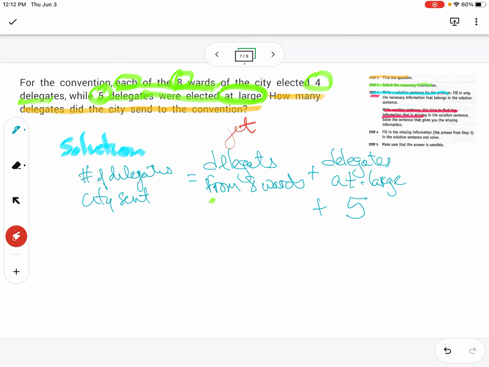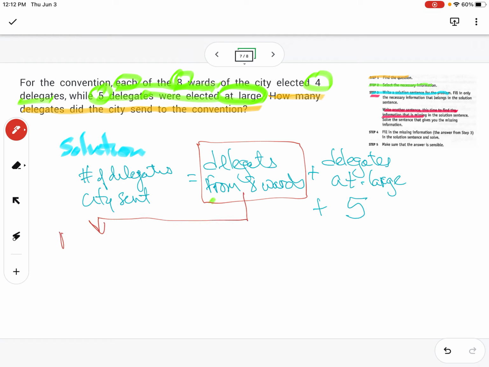I can know it, but I don't know it yet, and the reason I'm saying I don't know it yet is because that number was not given to me. I have to find it. I have to figure it out. So this is my piece of missing information. So I'm going to turn that into my missing info sentence. And I want to find the number of delegates, that's what I'm missing, delegates from the 8 wards.